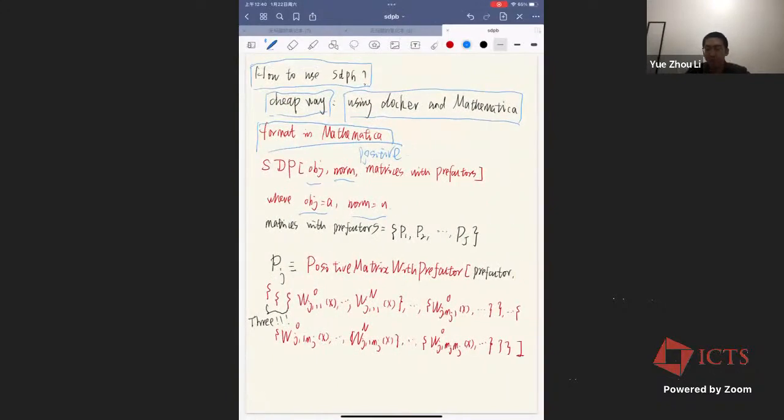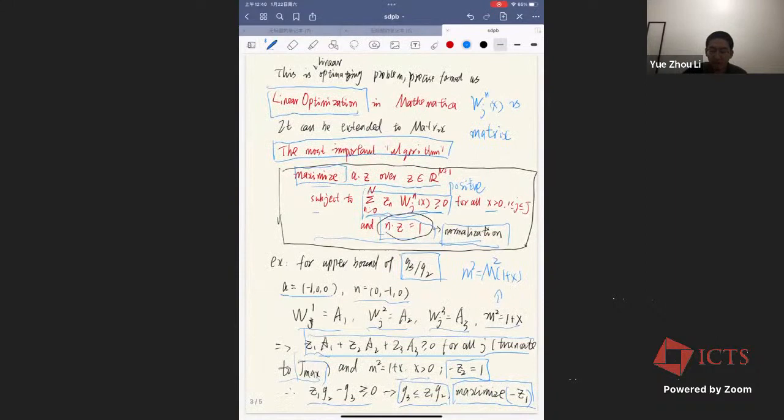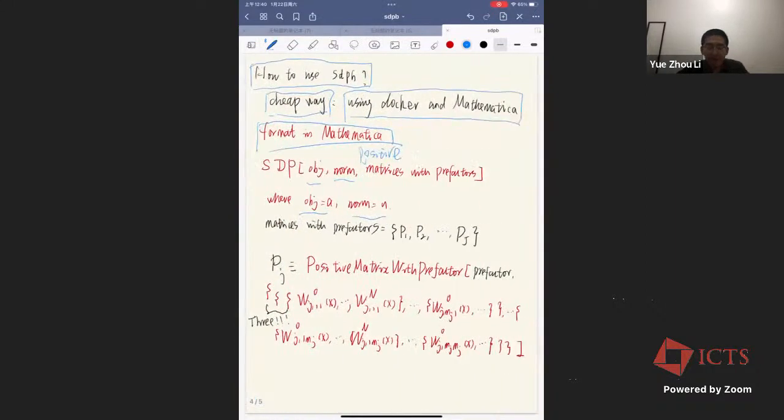And this positive matrices with prefactor is, of course, just a bunch of these guys. But it has its own format in the Mathematica version of SDPB. The positive matrices with prefactor takes a list in Mathematica. It's a list from P1 to PJ, where P is in the format of a positive matrix with prefactor. This function has two arguments. One is a prefactor, which we just take as a constant.